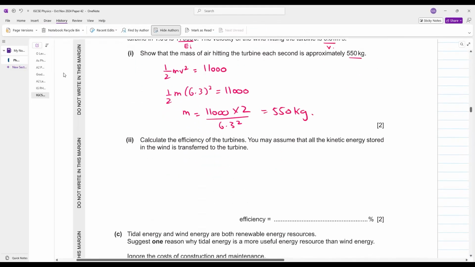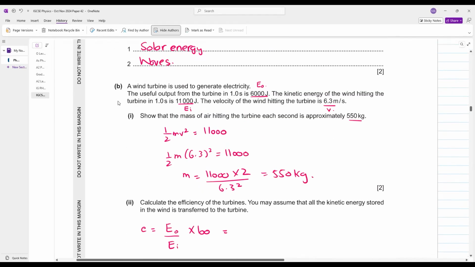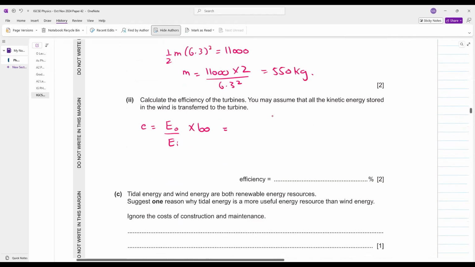Now you have to calculate the efficiency of the turbine. How will the efficiency of the turbine be calculated? Energy output divided by the energy input into 100. What is the energy output? 6,000. What is the energy input? 11,000. Multiplied by 100. What is the efficiency? 55% comes out to be your efficiency.